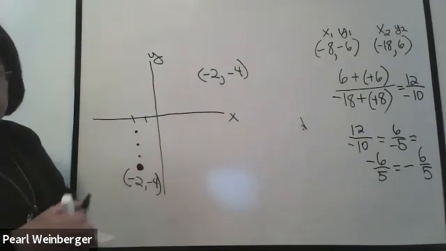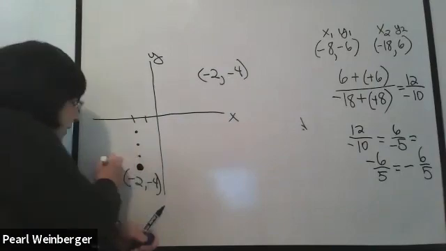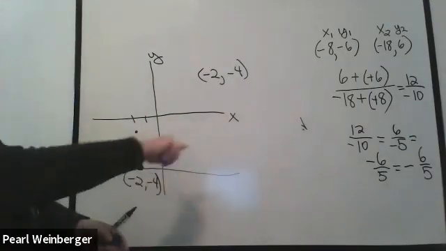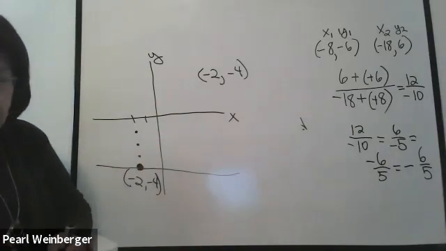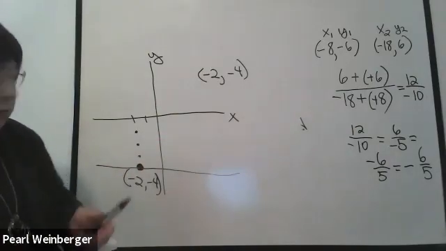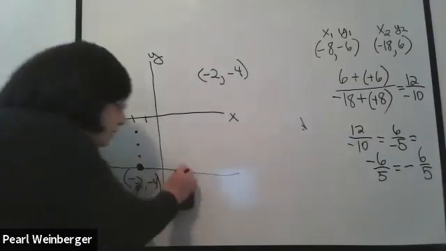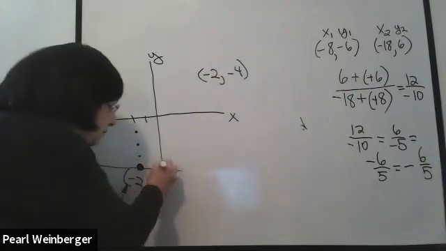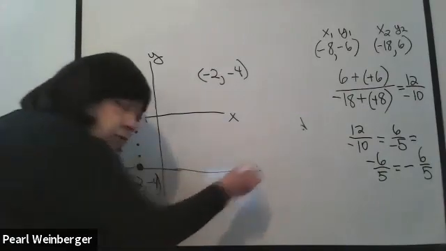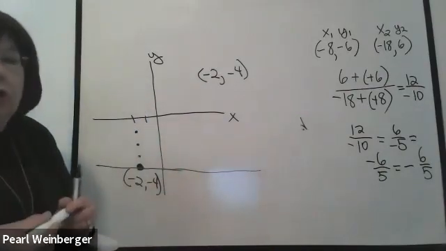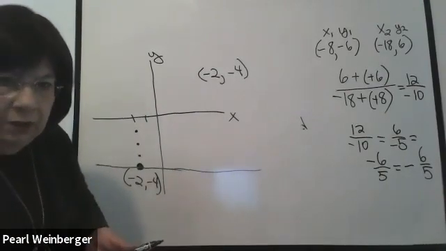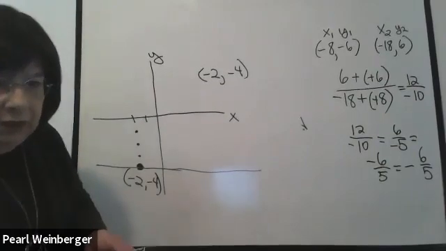Question number 1. What is the equation of this horizontal line? You do a very good job at that. This is a horizontal line, a line that's going straight across. I want to know what is its equation and what is its slope. Anybody want to give me an answer?